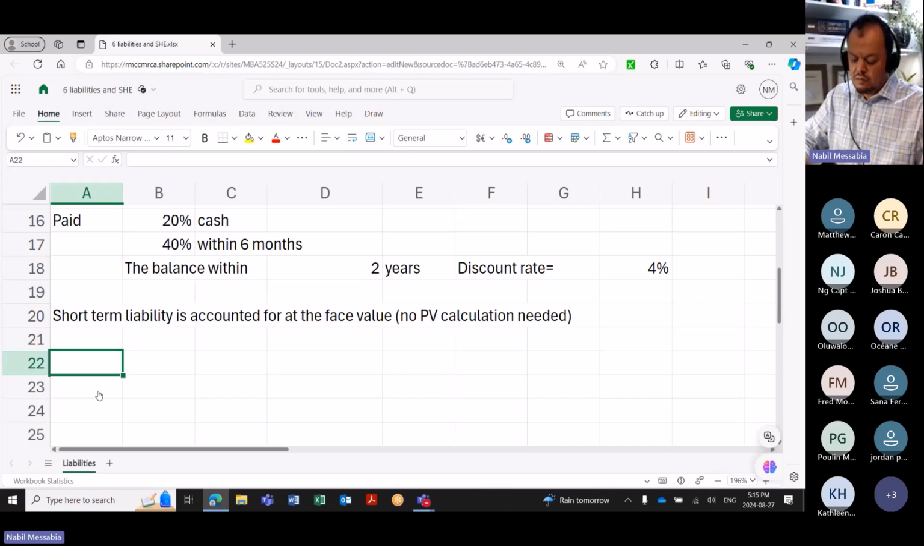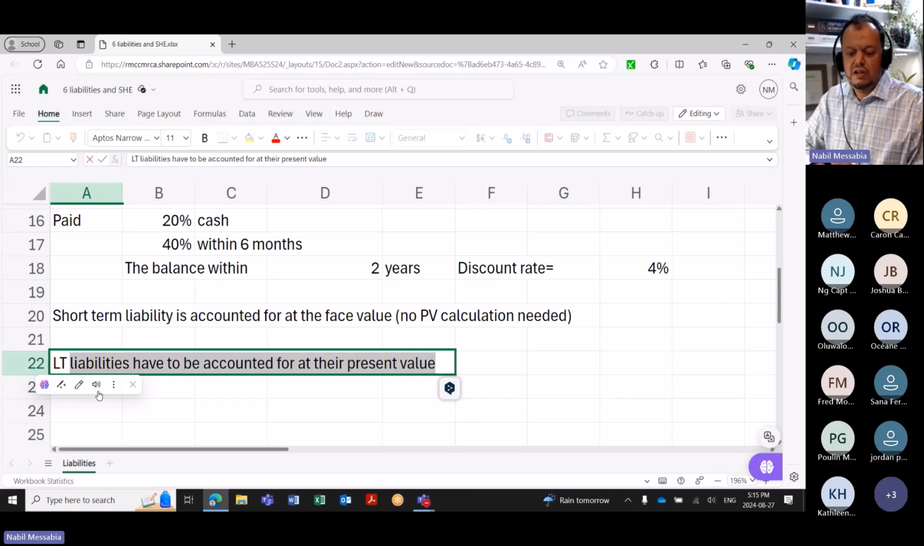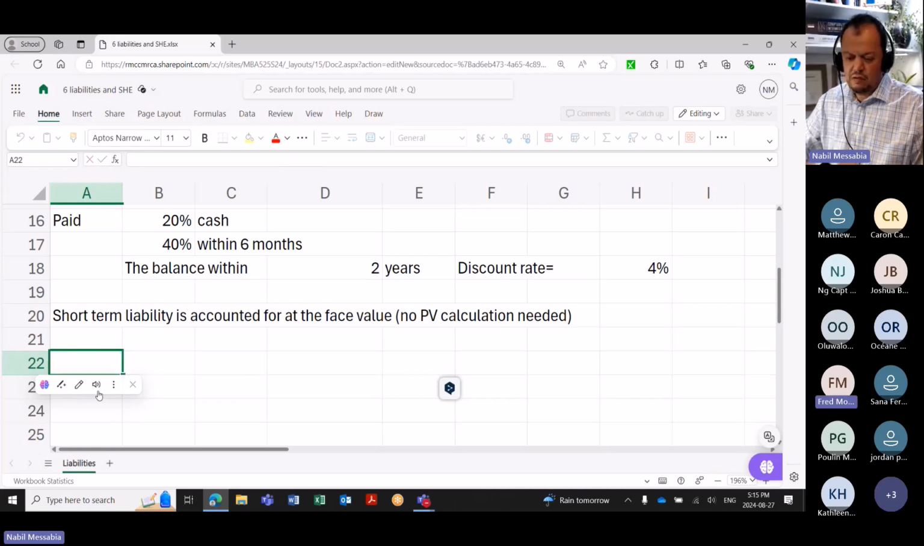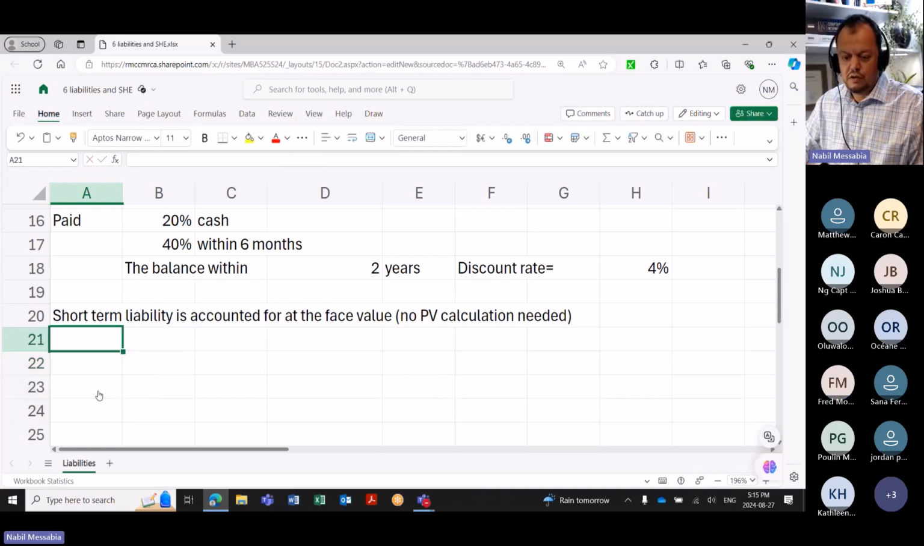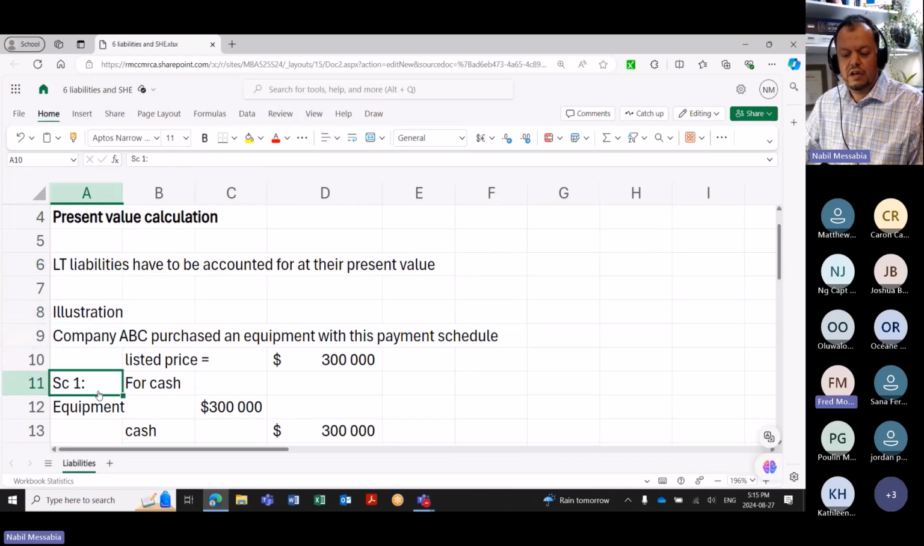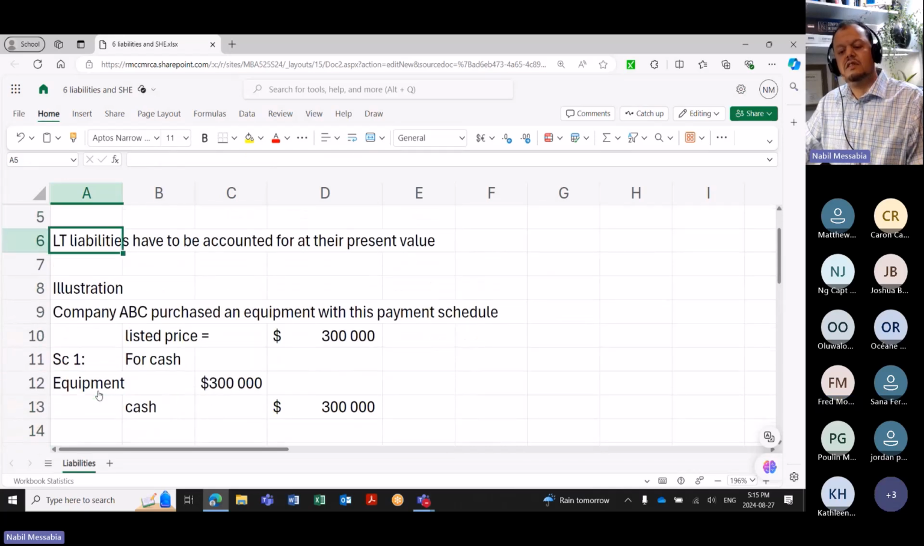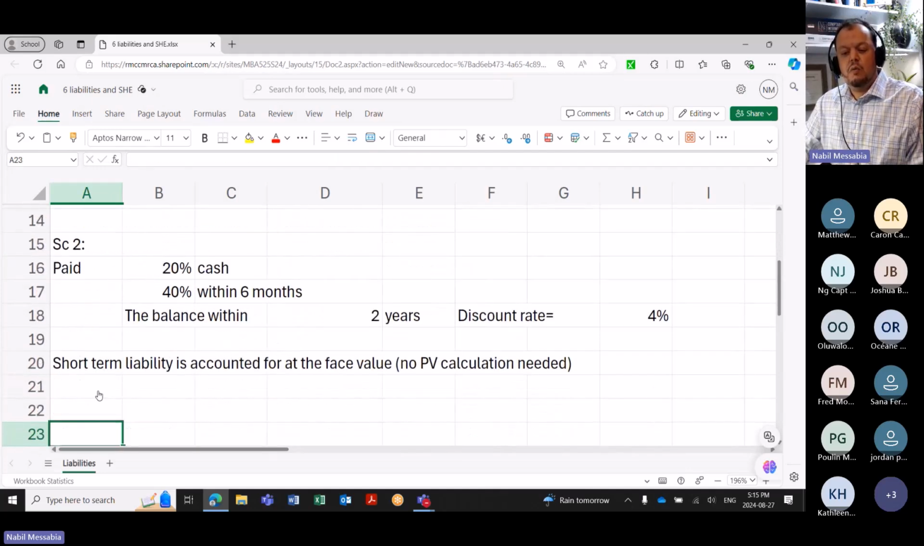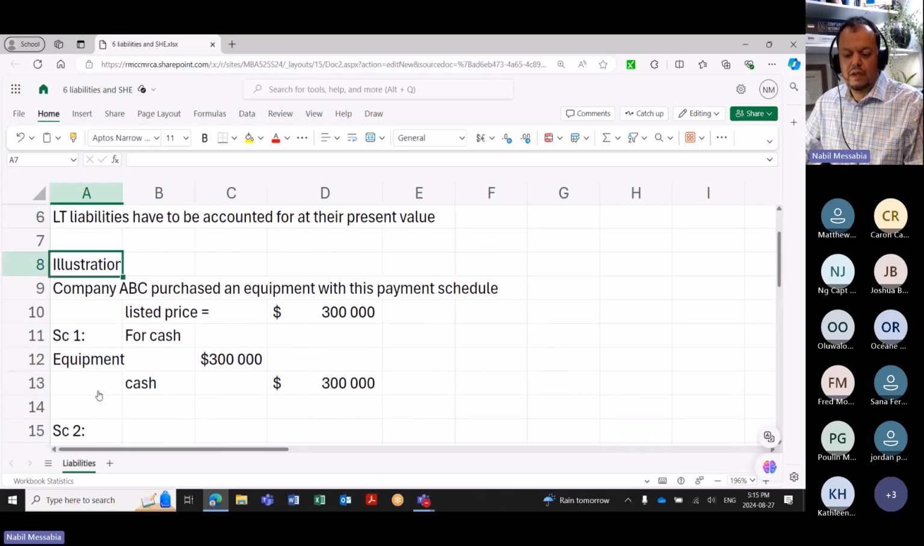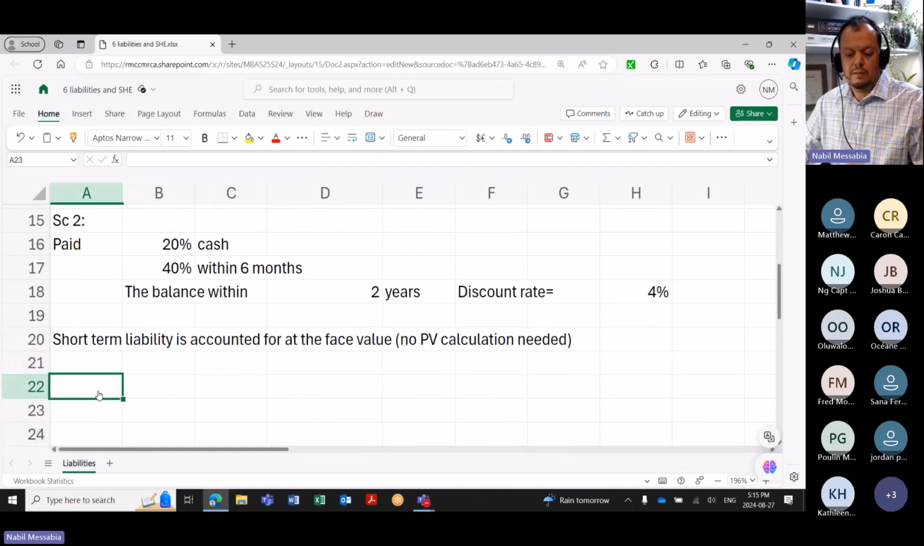However, long-term liability needs to be accounted for at its fair value. I think we did it already. We said it. Okay. So the rule is that long-term liabilities have to be accounted for at their present value, which means what I should not do, of course, is credit long-term liability for the full amount. So here we have to make our journal entry, debit, equipment.